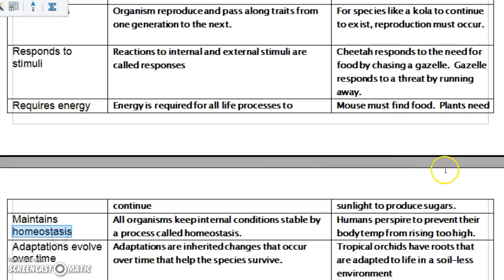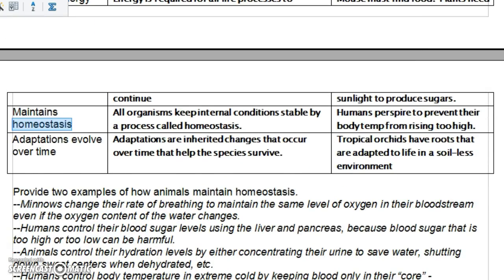Alright, homeostasis is the next one that you should definitely know by now. We've done lots of labs on that, which means that you keep your insides stable. So that would be regulating temperature, regulating blood sugar, regulating cholesterol, hydration, everything like that. Your body tries to keep it in balance.